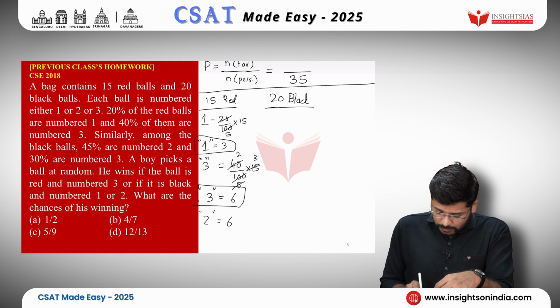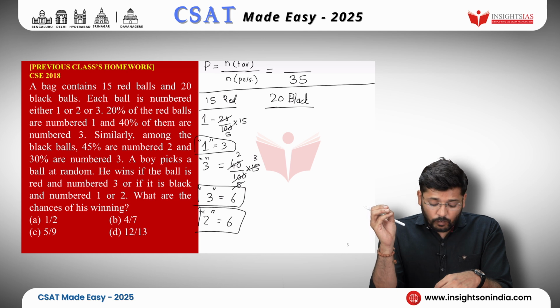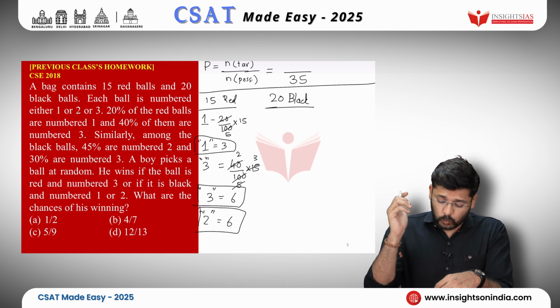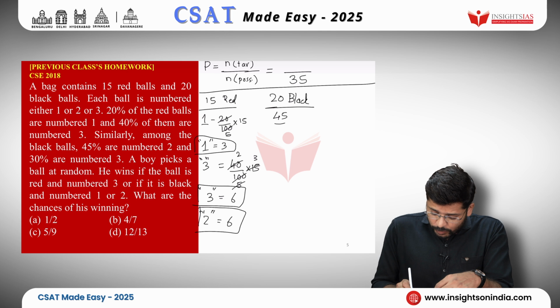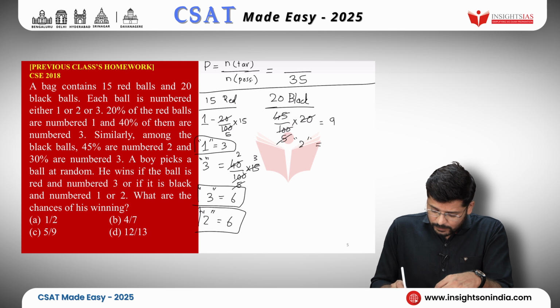So we got the specific numbers of which ball has been numbered which number. Okay. Now let's talk about black balls. Of the black balls, 45% have been numbered 2. So what is 45% of 20? 20 will divide 100, 5 times. So 5 will divide 45, that would be 5 9s are 45. So how many black balls have been numbered 2 is 9. Okay, 9 black balls have been numbered 2.